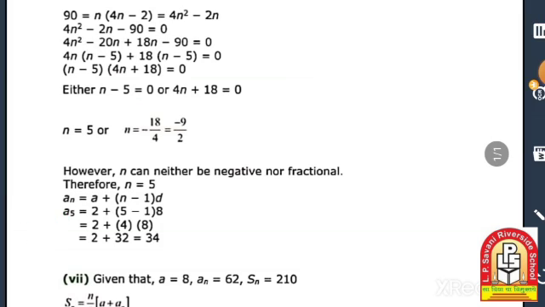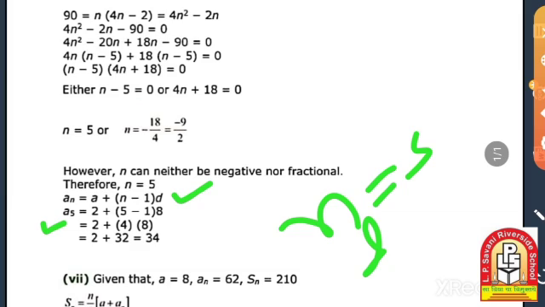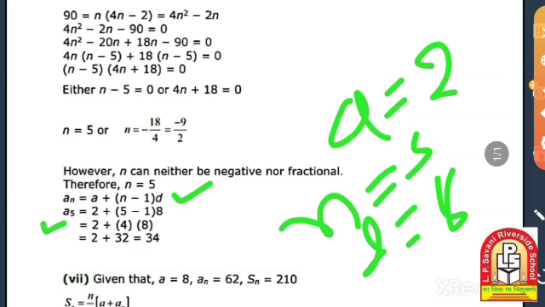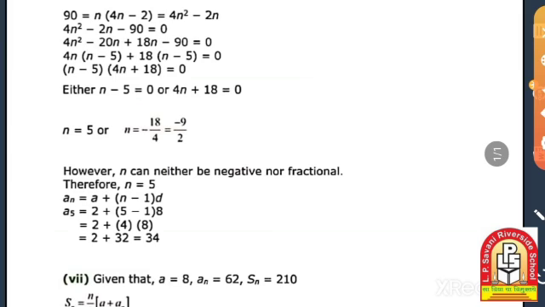Okay. So here we just have to find a5. So put the values of a, d and n in the equation an is equal to a plus n minus 1 into d. So n is equal to 5, d is equal to 8, and a is equal to 2 over here. So we got a5 is equal to 34.